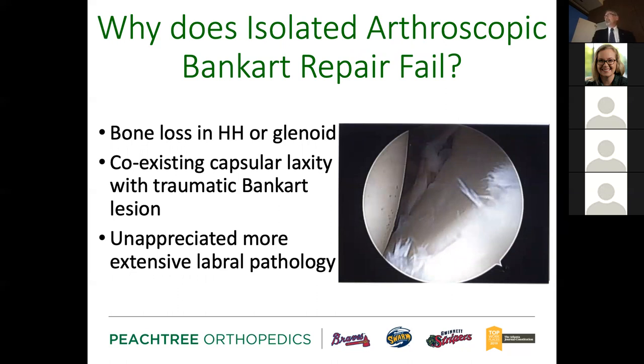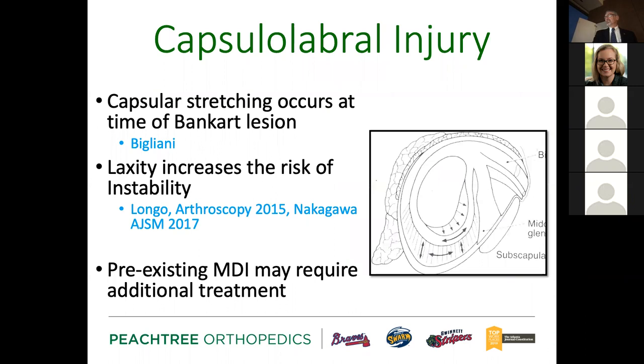And here you can see a 180 degree inferior labral tear, so it's posterior and anterior at the same time. And so these lesions, if you're treating them with a simple Bankart repair, often they'll fail just because you haven't adequately treated all the pathology in that patient.